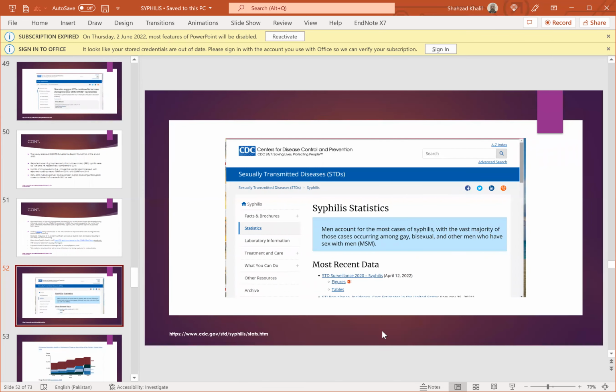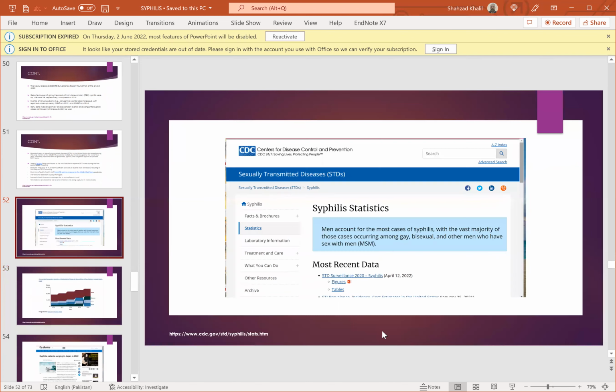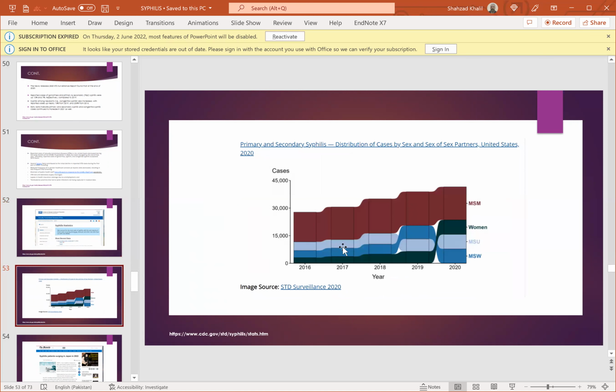Syphilis statistics by CDC. Basically, men account for most cases of syphilis, with the vast majority of those cases occurring among gay, bisexual, and other men who have sex with men. So you can see the number of cases, and these are the years. And the main chunk of syphilis is among MSM.